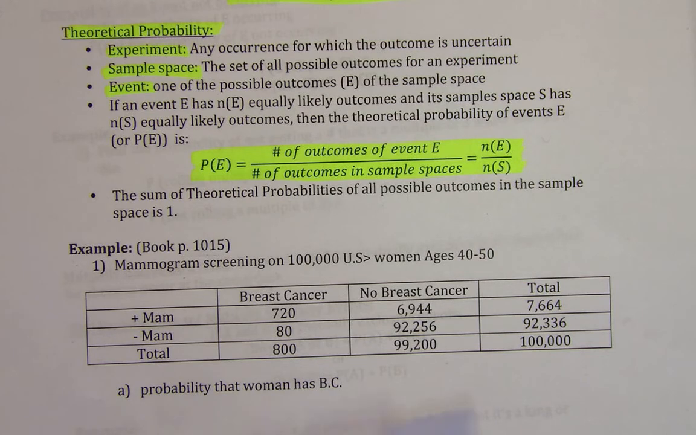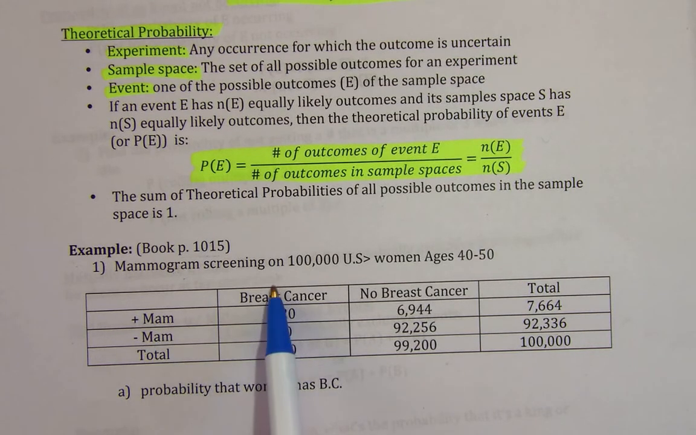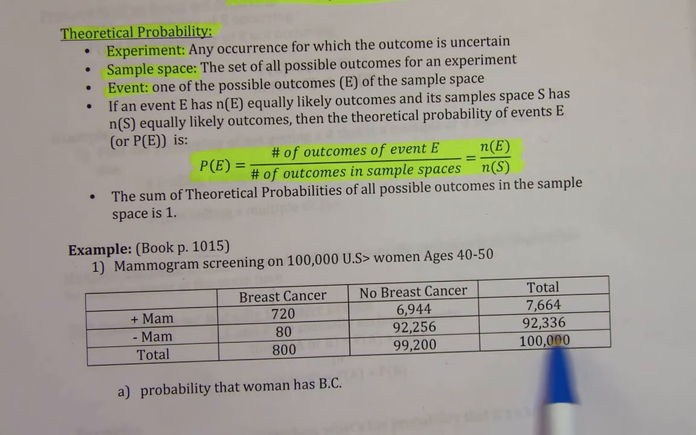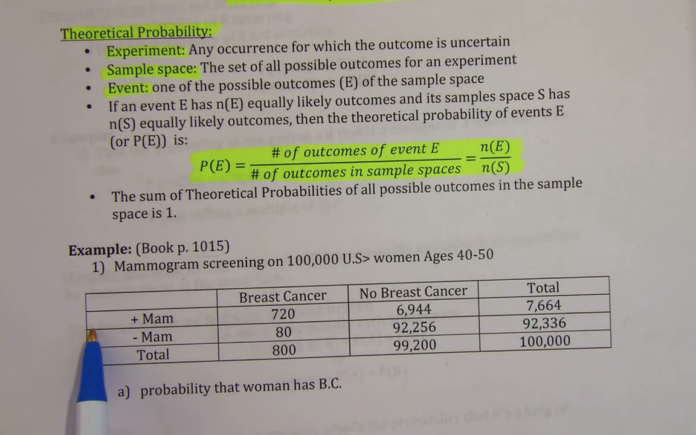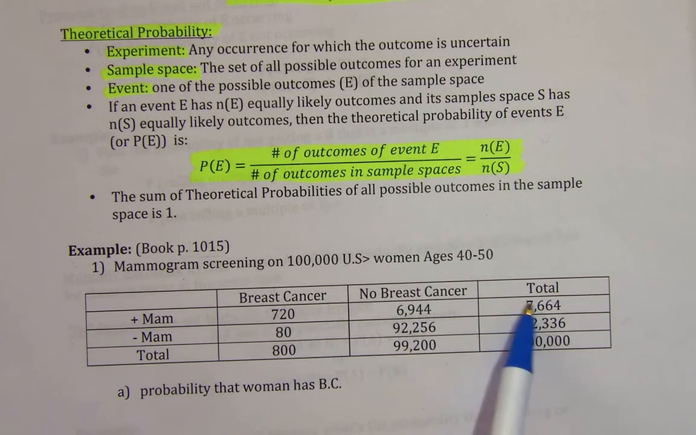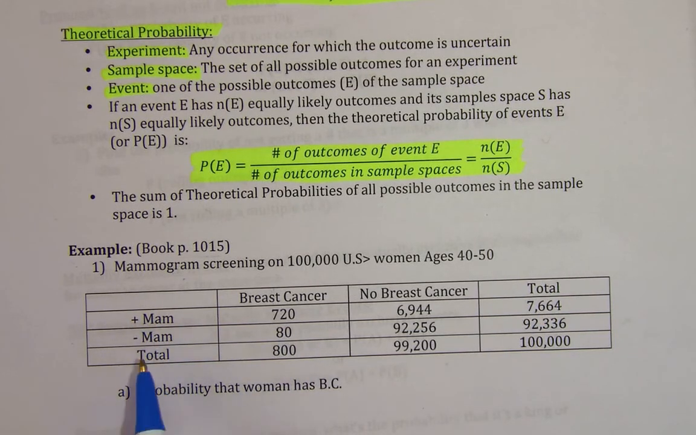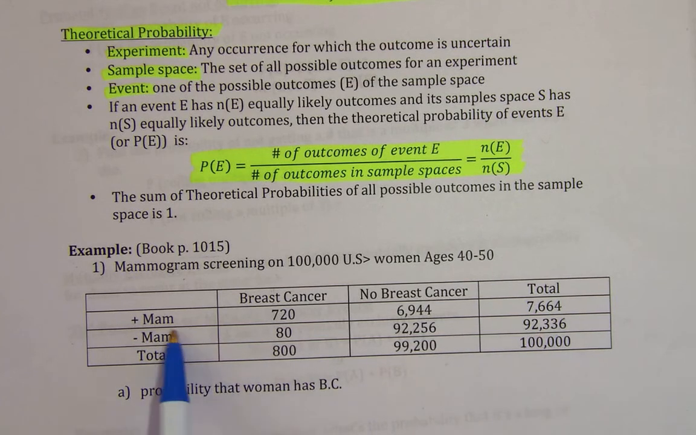And this is the data that we're getting from that test. Here we're seeing the number of women who have breast cancer. There's a total of 800 women who do have breast cancer out of a total of 100,000. That means there's 99,200 women who don't have breast cancer. Now, in that total, there's 7,664 women who showed a positive mammogram screening, meaning it showed that there was breast cancer. And then there were 92,336 that had a negative mammogram screening.